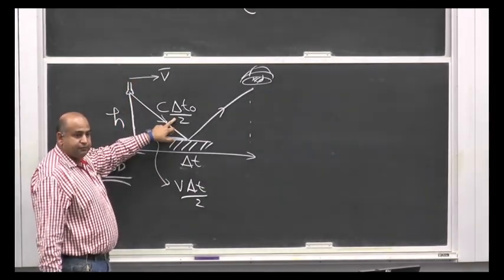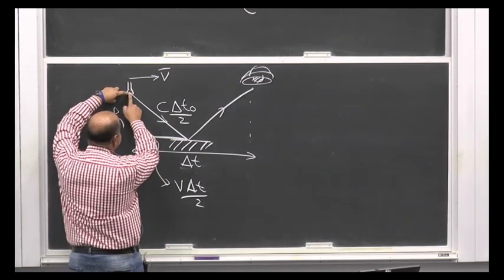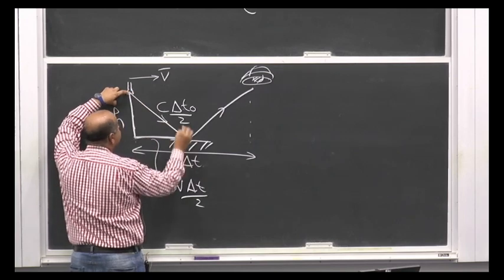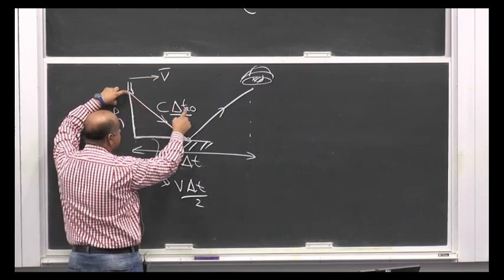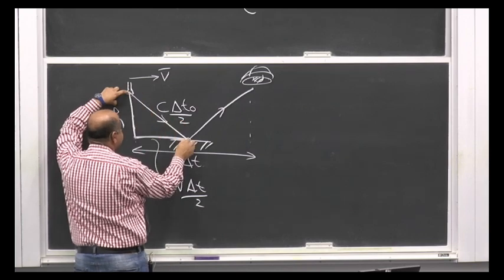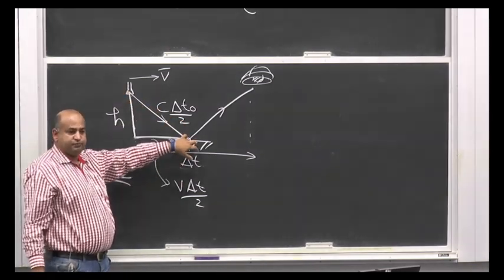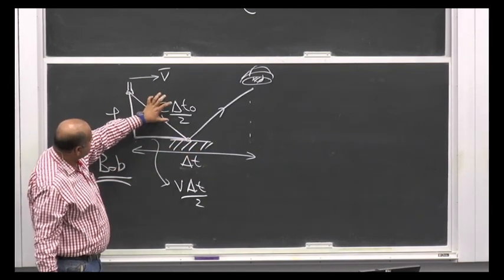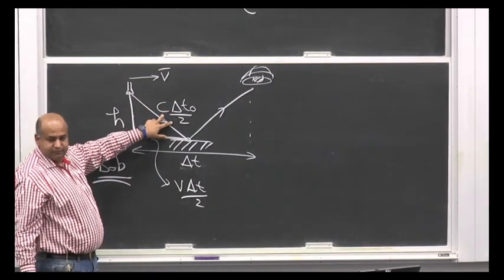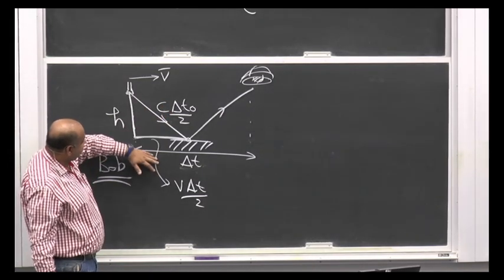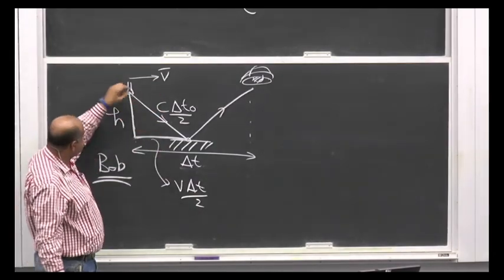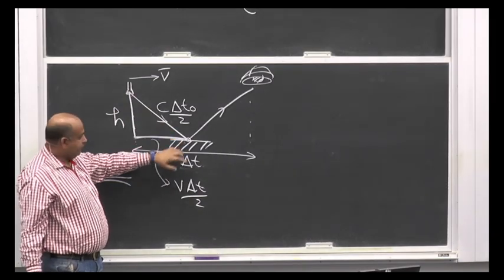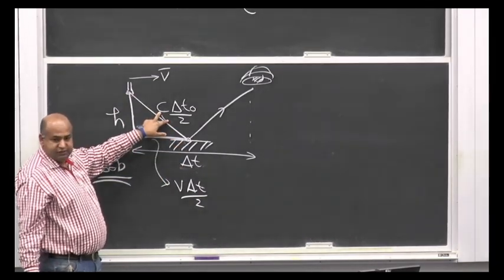Because the speed of light is c, and Anna thinks that it took delta t naught by 2 from here to here, it means this length must be c delta t naught by 2. Yes, but this is Anna's conclusion. And we are relating Bob and Anna together. So Anna thinks that it took time delta t naught by 2 from here to here. So it means, in Bob's view, this should have been the distance.